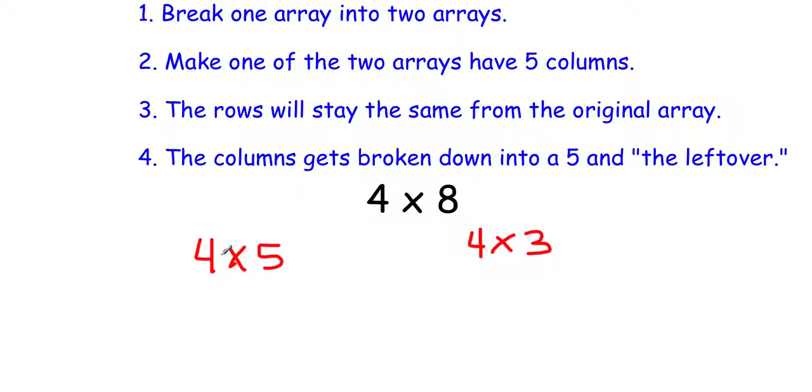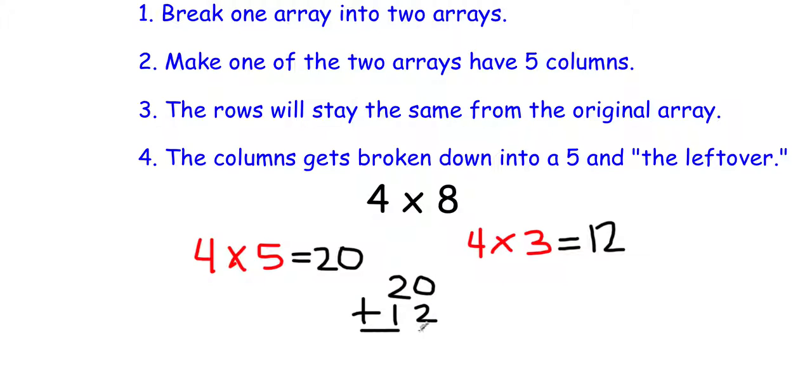I can break that down into 4 times 5, and we know that 4 times 5 equals 20. And 4 times 3 equals 12. And now, using the knowledge of those previous facts of 4 times 5 and 4 times 3, I can take 20 and add to that 12, and I would get 32. And that's what 4 times 8 equals, is 32.